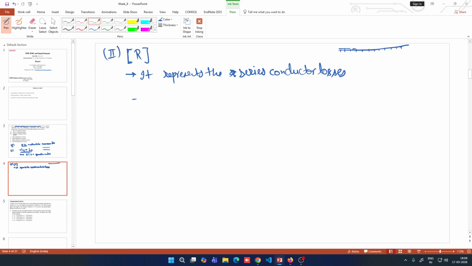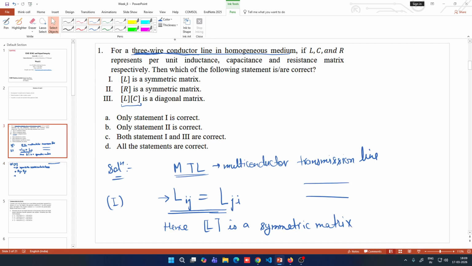Due to reciprocity of conduction currents, the mutual resistive coupling satisfies that Rij will also be equal to Rji, which shows that R is also symmetric. So statement 2 is also correct. Here statement 1 is correct, and statement 2 is also correct because R is also a symmetric matrix.